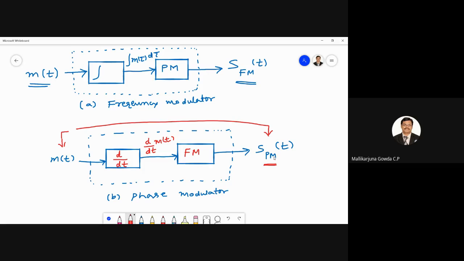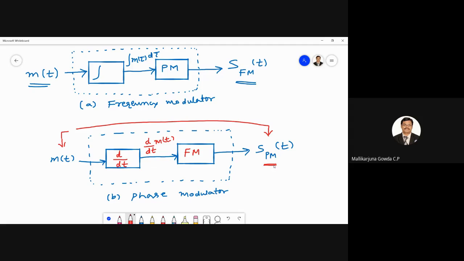So what I'm saying is, for M of t I get PM signal, right? With some block, right? What I'm doing here is I'm differentiating this message signal and I'm applying that as input to the frequency modulator. So output of the frequency modulator, what I get, the frequency modulated signal, no? For what type of input signal? For the derivative of the message signal, isn't it?